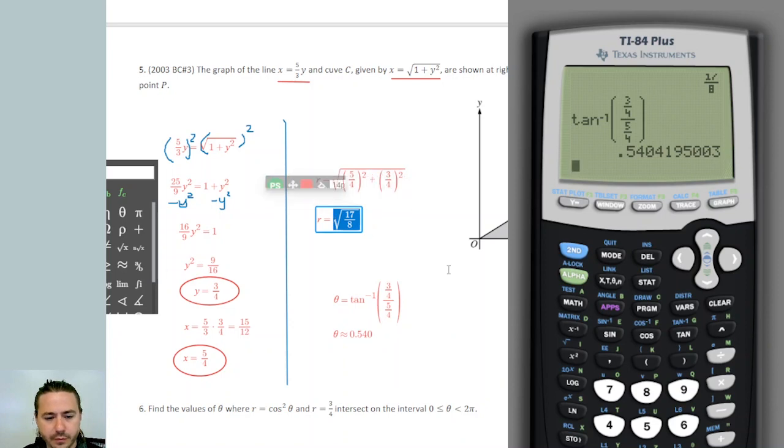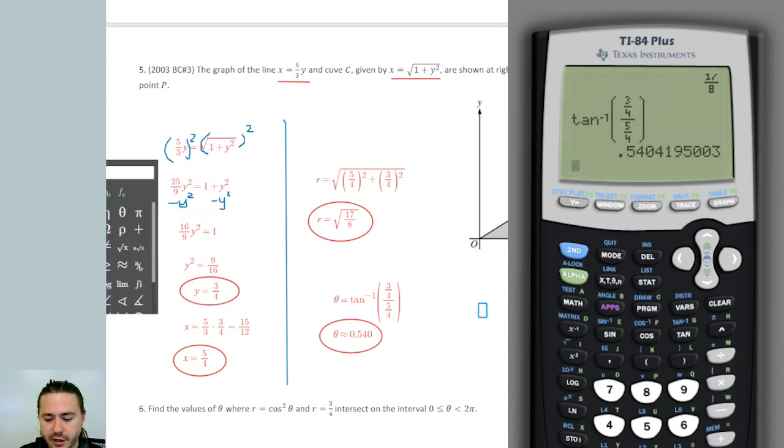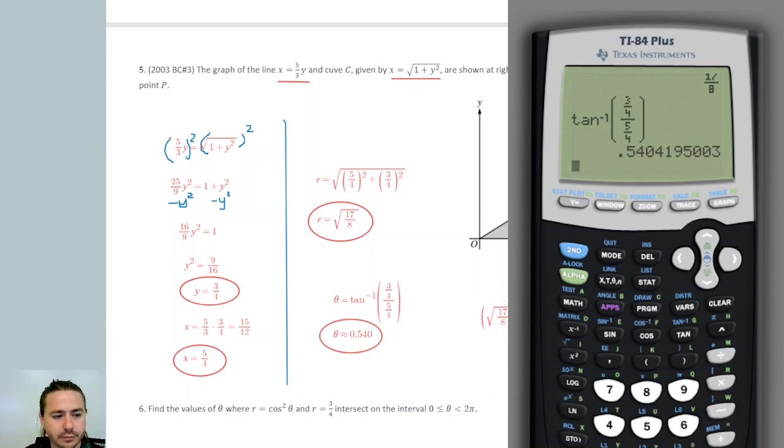All right, so we've got our R and our theta, so we are just about good to go here. We'll say that our final answer, remember we're trying to get the polar coordinates, so we need R and theta, and we have them. So we're going to say that our intersection point is occurring at root 17/8, comma 0.540. And that's our final answer for number 5.